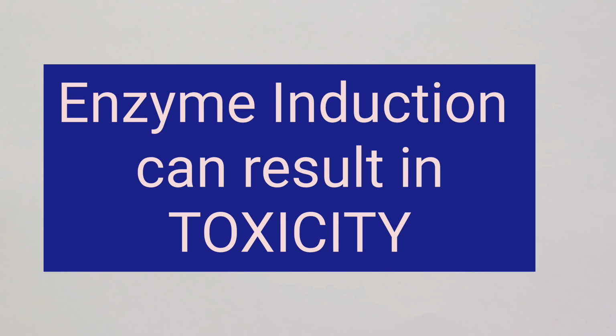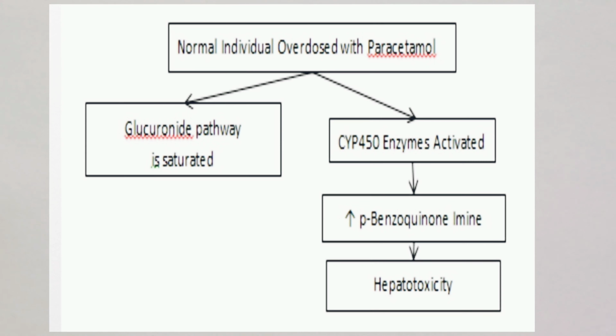Enzyme induction can also lead to toxicity. For example, paracetamol, when consumed in a normal healthy individual at normal therapeutic doses, undergoes metabolism through the glucuronide pathway, which is the predominant pathway, and the cytochrome P450 pathway being the minor pathway. Now, when the normal individual is overdosed with paracetamol, the glucuronide pathway gets saturated. So this leads to the activation of cytochrome P450 enzymes, leading to increased metabolism of paracetamol and the formation of a hepatotoxic metabolite, that is para-benzoquinone, which causes hepatotoxicity.